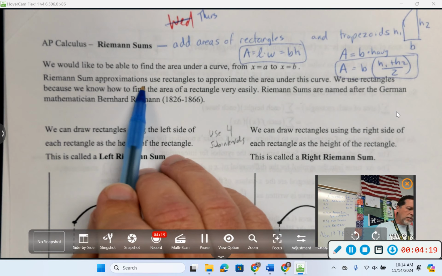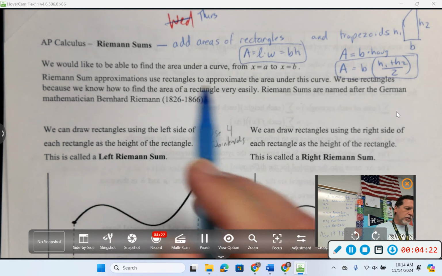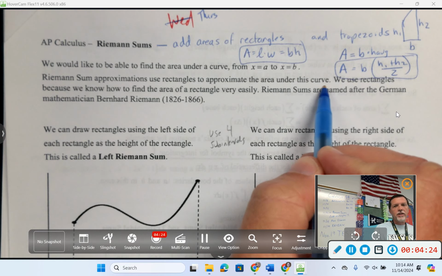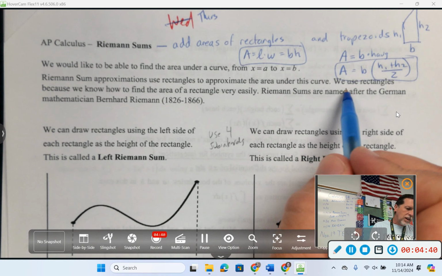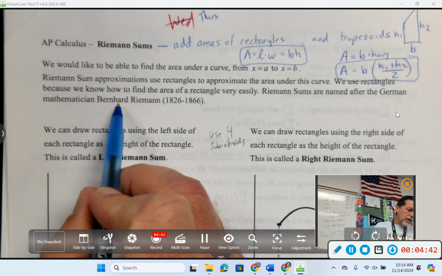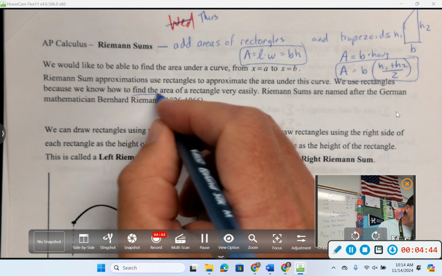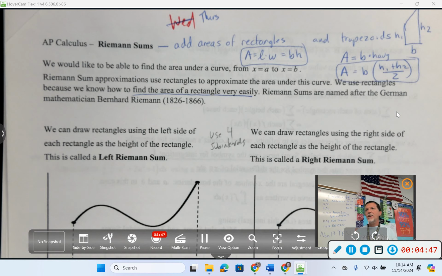We're finally there. Riemann sum approximations use rectangles to approximate the area under the curve. Right? Because those rectangles of toilet paper there, they're pretty close. That's probably a reasonable approximation of the yellow area, but it's not exact. Because some of them are over, a few of them are under. It's close. It's an approximation. We're going to use rectangles, basically because we know how to find the area of a rectangle very easily. It's like, well, why didn't we pick something else? Well, rectangles are easy.